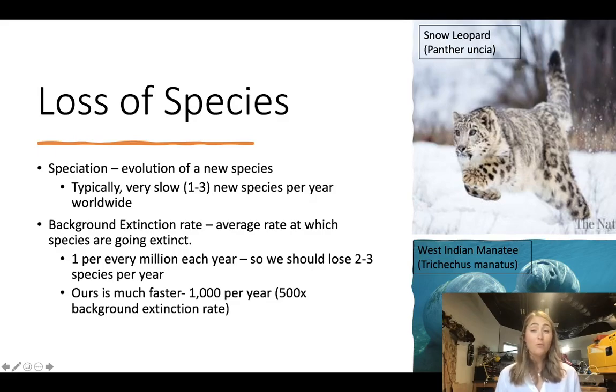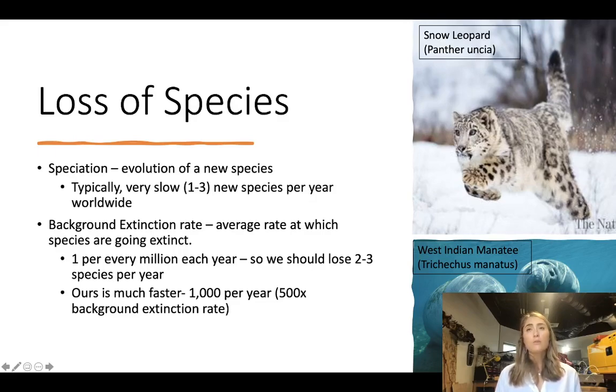This is not what we're seeing at all. Ours right now is much faster. We're losing about 1,000 species per year. So this is about 500 times the background extinction rate. This is largely due to our loss of ecosystem diversity or anthropogenic causes or disturbances to those ecosystems. So we are very concerned about this current extinction rate.